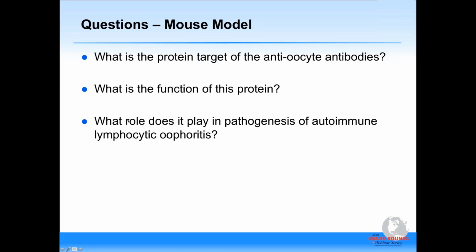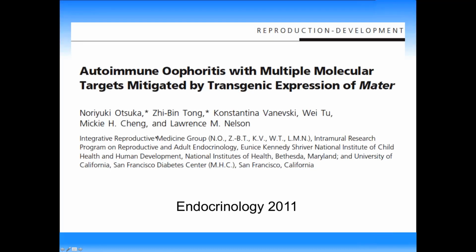So now we're back to the question about autoimmunity. What role does Mater play in the pathogenesis of autoimmune lymphocytic uveitis? We can study that in the mouse model. Okay, so what we found in studying that is autoimmune uveitis with multiple molecular targets is mitigated by transgenic expression of Mater. So Mater has something to do with the autoimmunity that develops in these mice as an inciting antigen, but it's not the whole story. And we published this in Endocrinology in 2011.